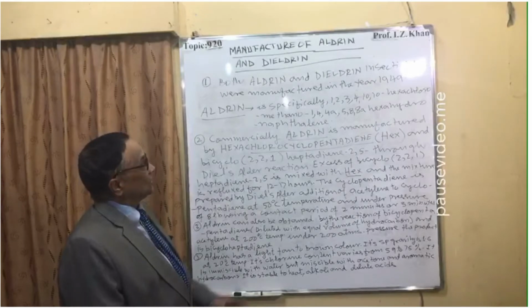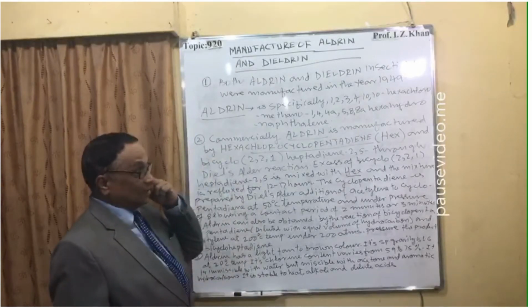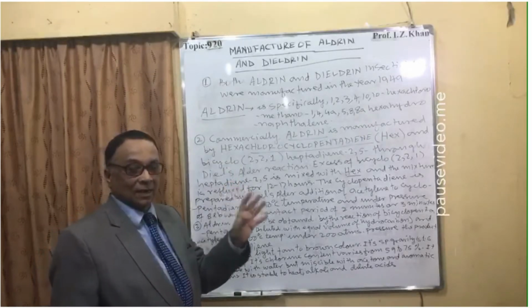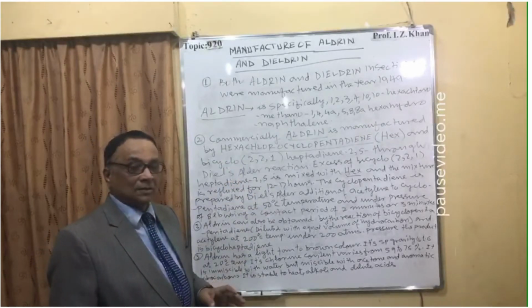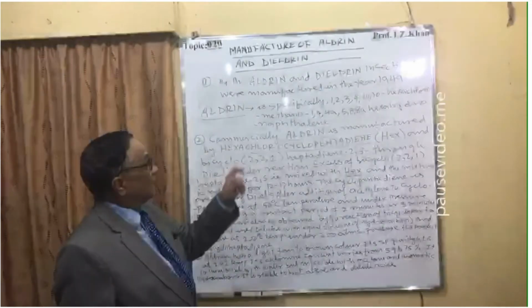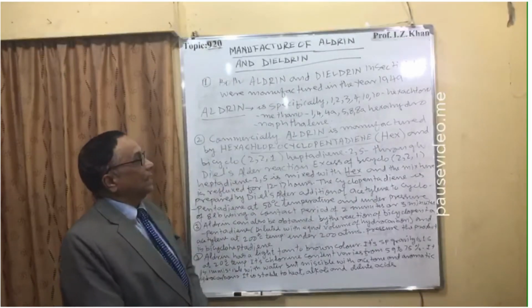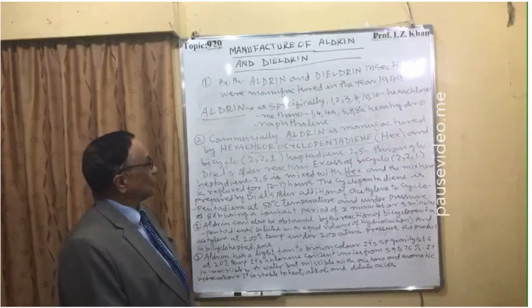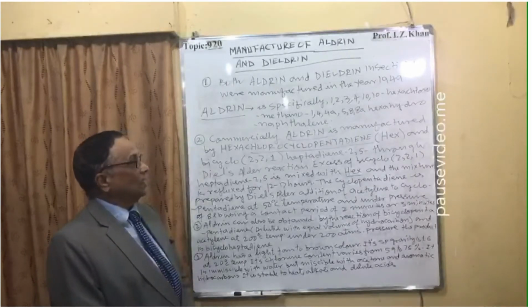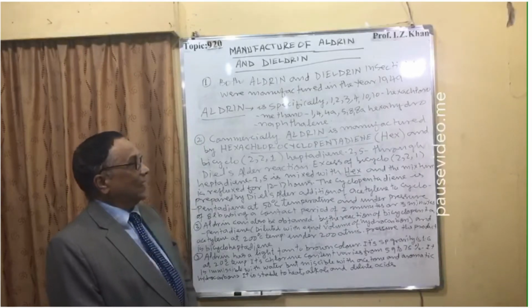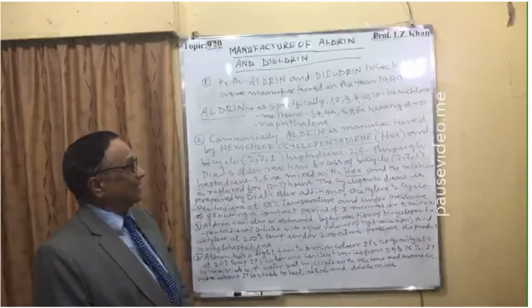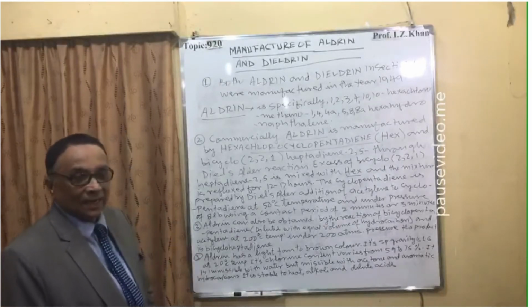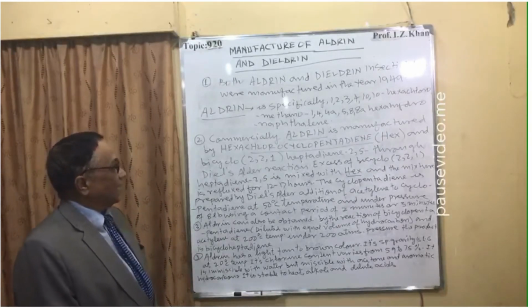ALDRIN. So the ALDRIN, if we are writing, it has all bicyclic substituents, chlorine and all those bonds and their structure. We can write like this, specifically 1, 2, 3, 4, 10, 10-hexachlorocyclopentadiene, 1, 4, 4A, 5, 8, 8A-hexahydronaphthalene. So this is the exact name of ALDRIN.